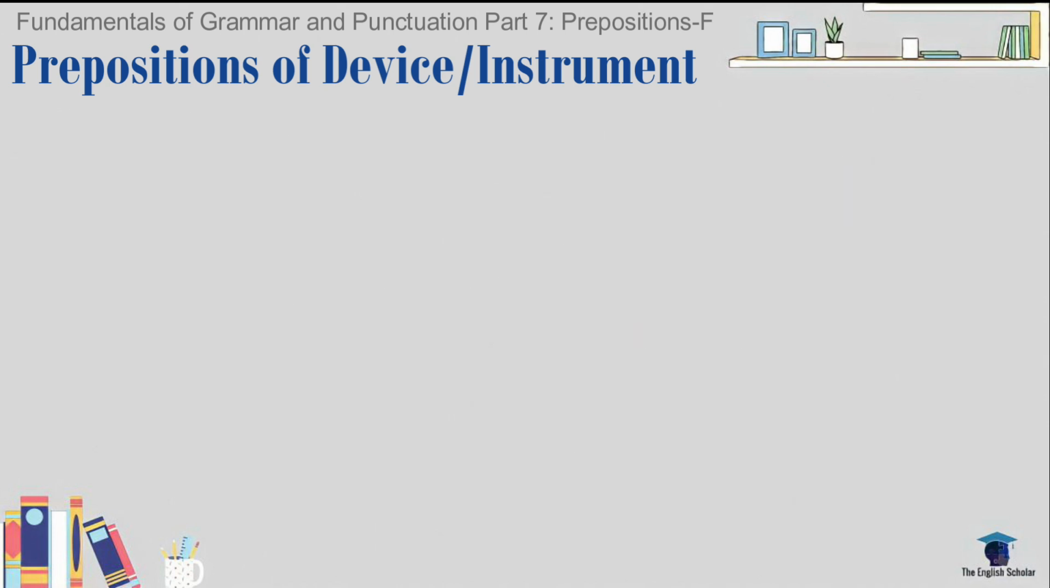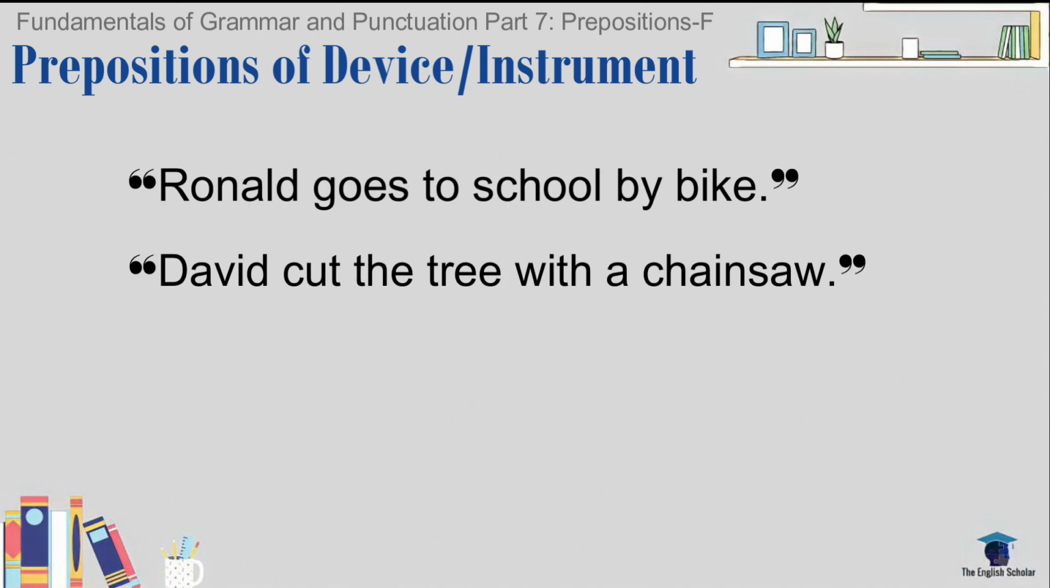Let's take one example from by and another from with. These sentences are in the active voice, and active voice follows this sentence pattern: subject plus verb plus direct object. And you can see that in each sentence. Again, take note that prepositions of device are used for the active voice only. If they are used for the passive voice, they may no longer be prepositions of device, but prepositions of agency, because prepositions of agency by and with are for the passive voice only.